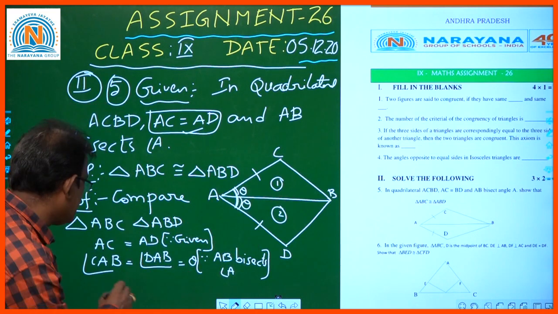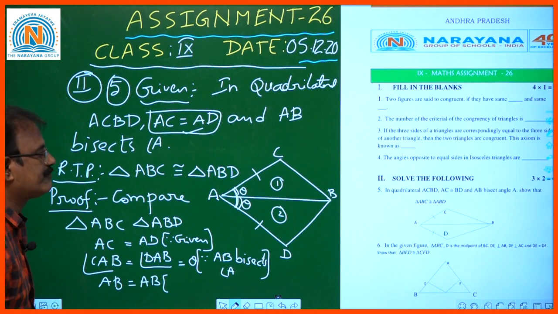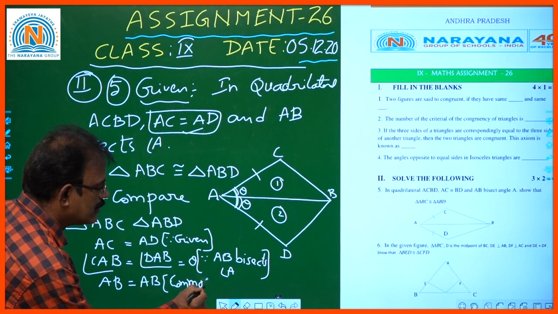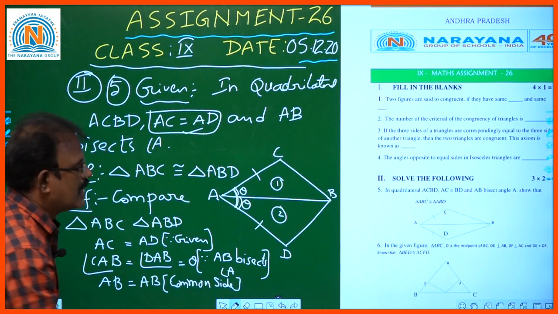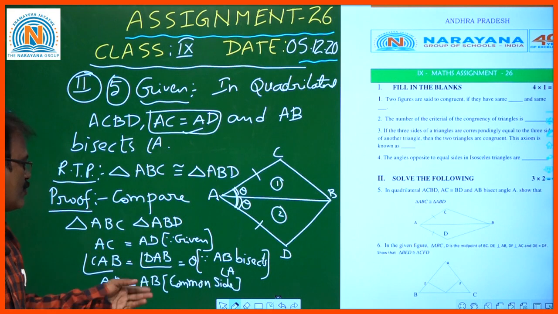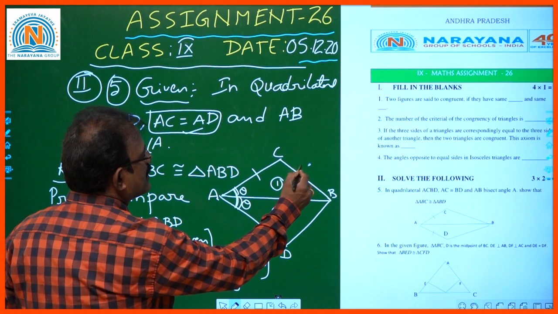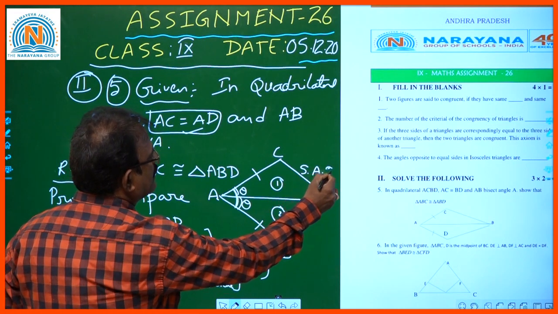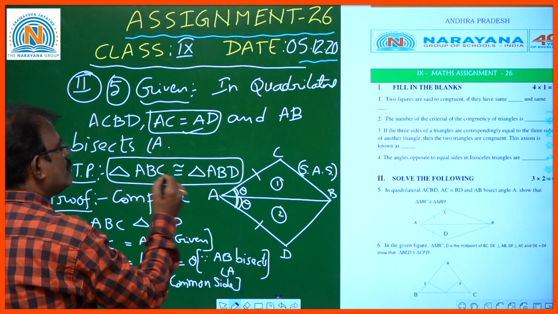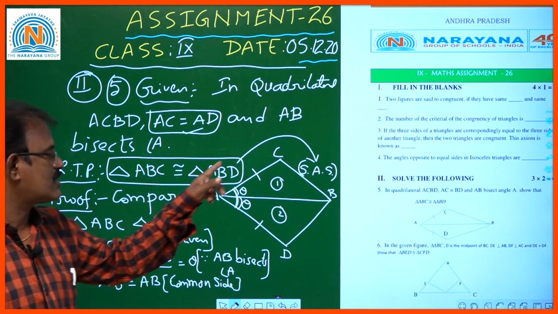Now AB is equal to AB. Why? Because of the reflexive property. That means it is a common side. AB is one of the sides in ABC, as well as one of the sides in ABD. So what happened? 2 sides and 1 angle. Side, angle, side. Triangle ABC is congruent to triangle ABD because of this axiom. This is what we were asked to prove.